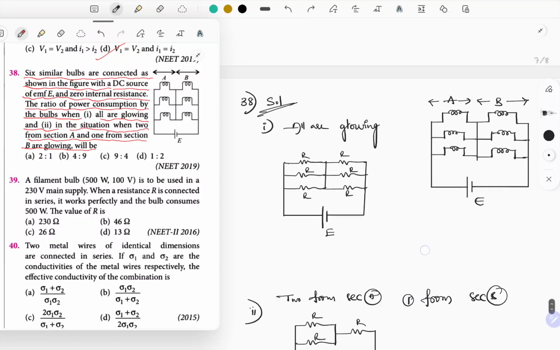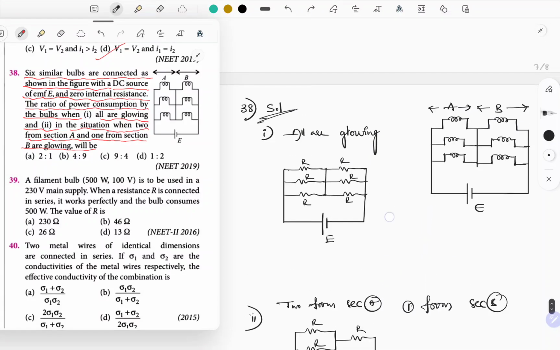The question they are asking is the ratio of power consumption. Formula for power is E square by R, right? So based on the given voltage and resistor, we can replace it as E square by R. Okay. So these 3 resistors are connected in parallel, so resultant is R by 3. These resistors are also connected in parallel, so resultant is also R by 3 because they are equal resistors.